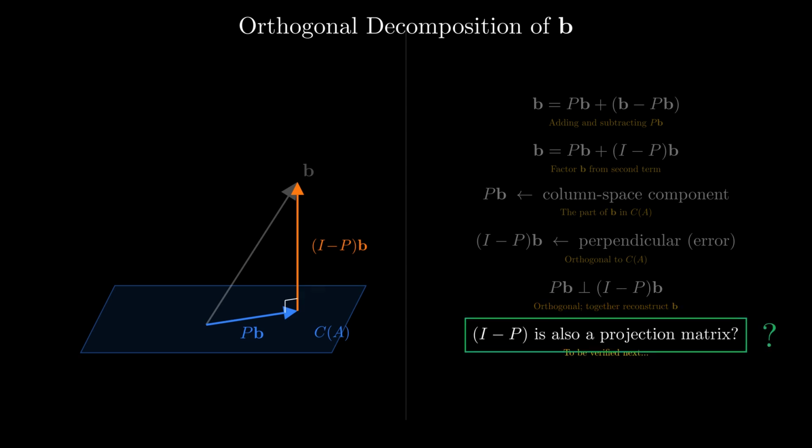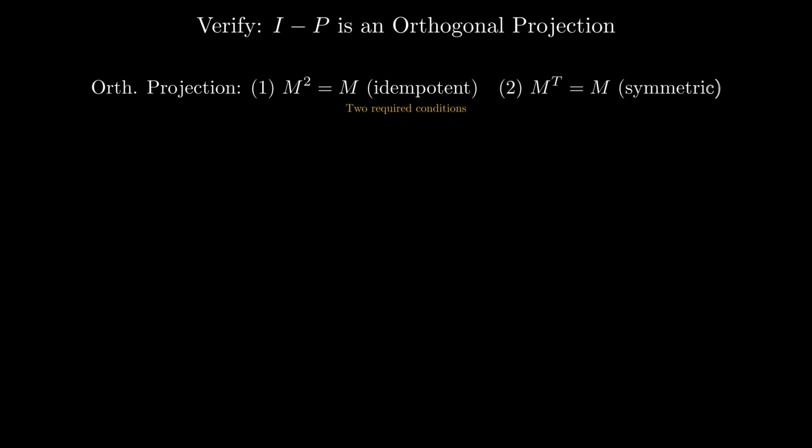Now here's an interesting observation. I minus P turns out to be a projection matrix in its own right. Let's verify that claim. A matrix qualifies as an orthogonal projection when it satisfies two properties. It must be idempotent, meaning it equals its own square, and it must be symmetric, meaning it equals its own transpose. Let's check idempotency first.